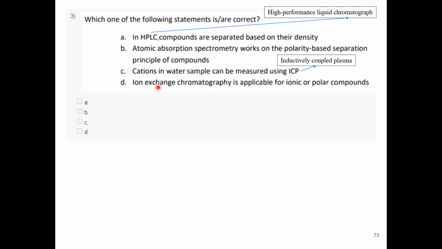Third question: which one of the following statements is or are correct? A, in HPLC, that is high performance liquid chromatograph, compounds are separated based on their density. B, atomic absorption spectrometry works on the polarity based separation principle of compounds. C, cations in water sample can be measured using ICP. And D, ion exchange chromatography is applicable for ionic or polar compounds. Out of A, B, C, and D, which are the correct statements?